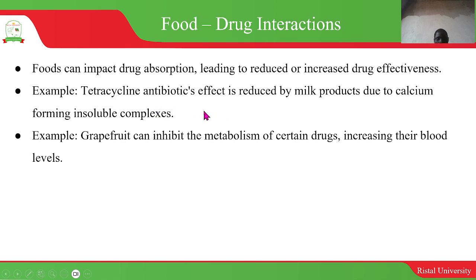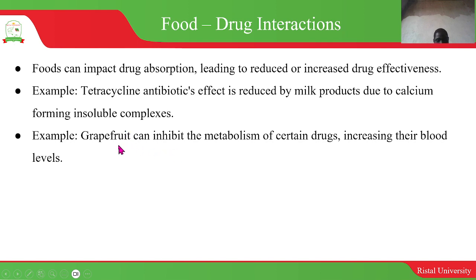The example we are looking at here: tetracycline antibiotics' effect is reduced by milk products due to calcium forming insoluble complexes. So you see here, somebody is taking milk and at the center is taking tetracycline. What happens is that tetracycline has a chemical ring, the tetra group of the tetracyclines. It forms a chemical compound that interacts with the milk and forms insoluble complexes. So this will already have affected the absorption of this particular drug.